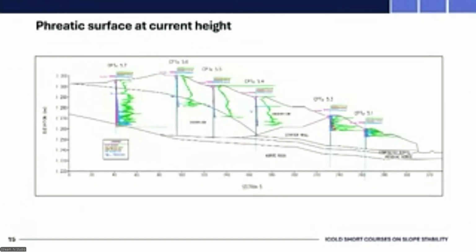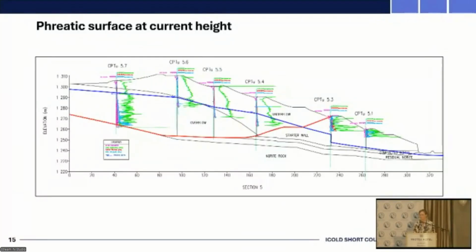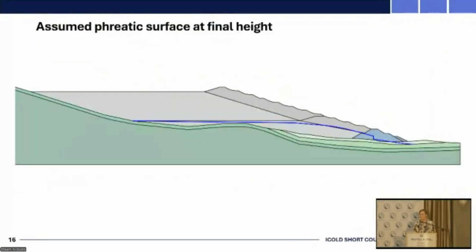Okay, let's move on to our phreatic surface assumptions. So we've got our CPTU results for the facility at its current height, and that results in a phreatic surface looking as shown by the blue line on the slide. And if we infer that or paste it onto our cross-section, it looks something like that.